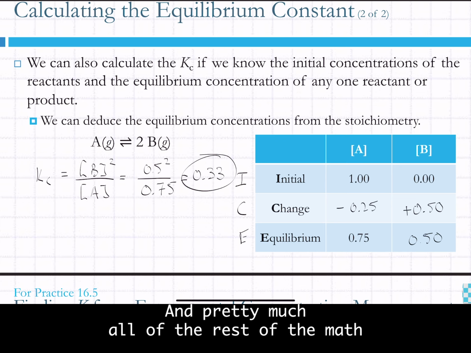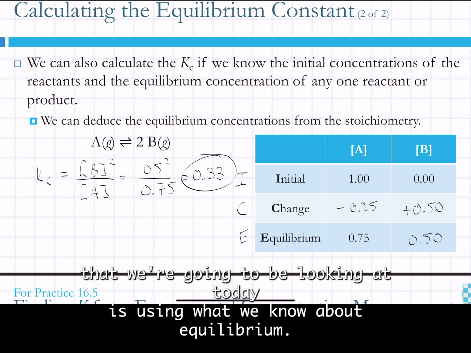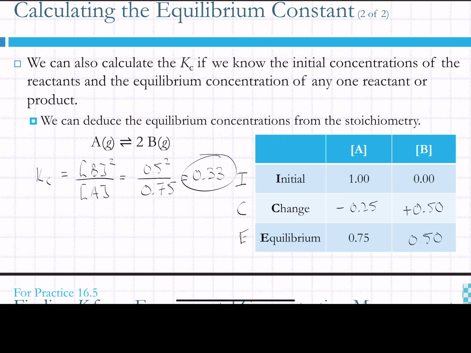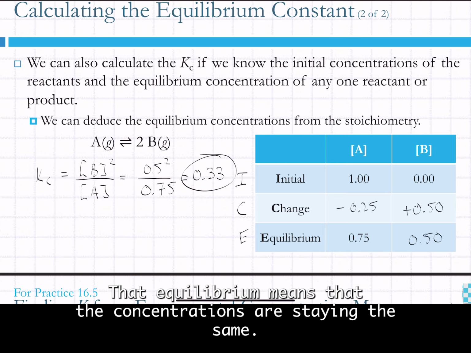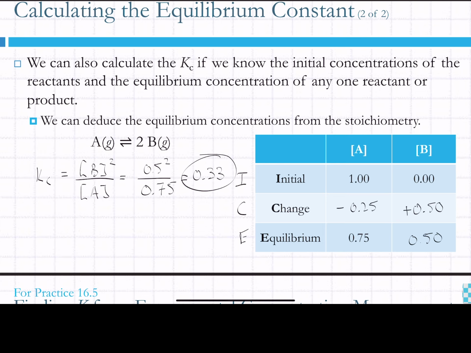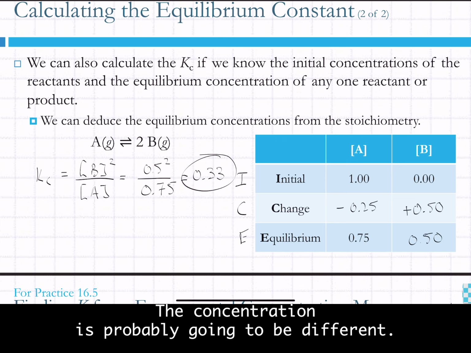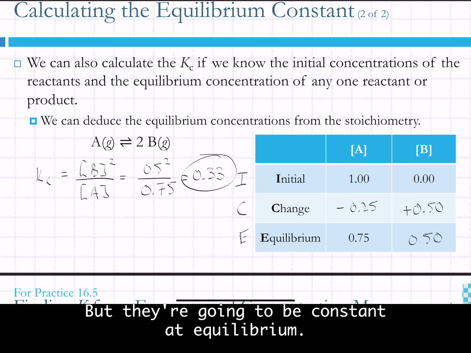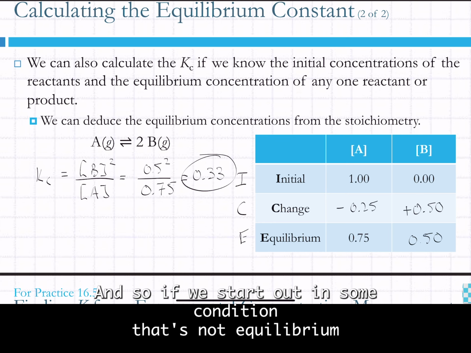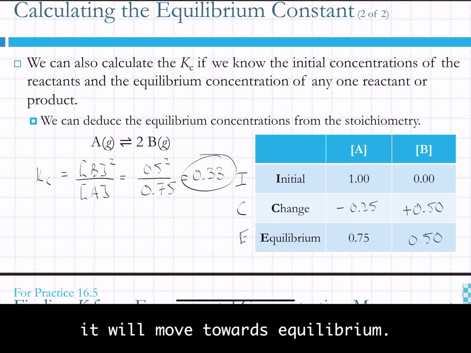And pretty much all of the rest of the math that we're going to be looking at today is using what we know about equilibrium. That equilibrium means that the rates are the same, the concentrations are probably going to be different, but they're going to be constant at equilibrium. And so if we start out in some condition that's not equilibrium, it will move towards equilibrium.